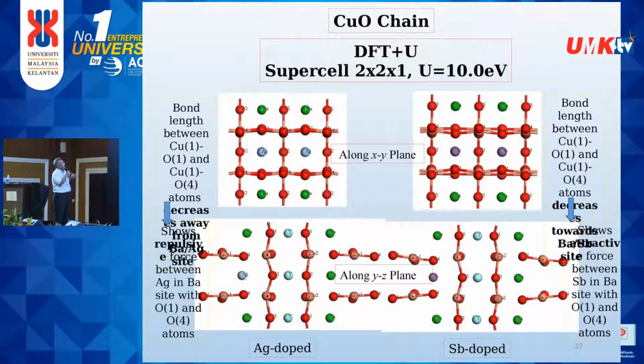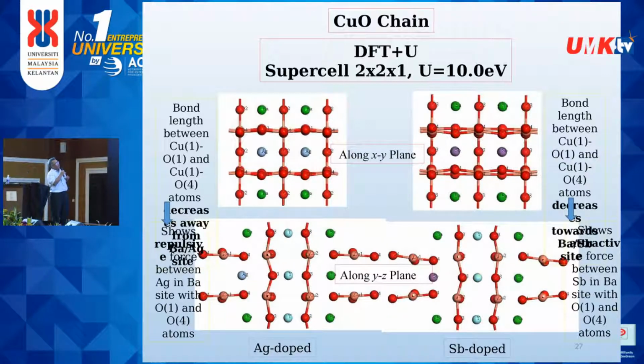And if you look along the XY plane, the bond length between Cu1O1 and Cu1O4 atoms decreases away from the barium and silver side. And at the right side, you can see the bond length between Cu1O1 and Cu1O4 atoms decreases toward the barium and antimony side. And at the bottom, along the YZ plane, in silver you can see it shows a repulsive force between silver in the barium site and O1 and O4 atoms. And antimony doping also shows an attractive force between antimony in the barium site and O1 and O4 atoms.